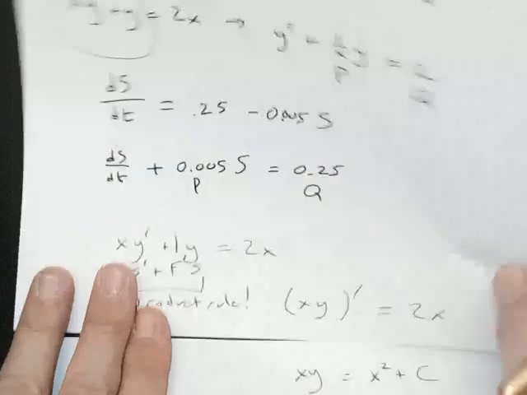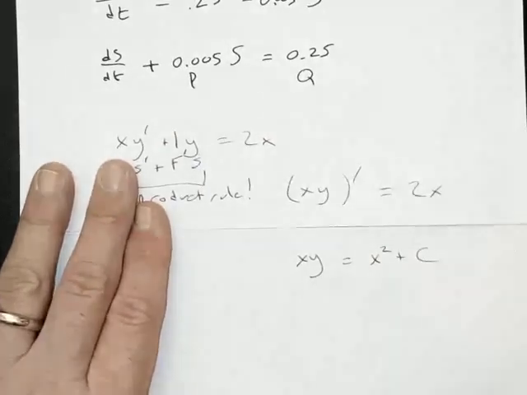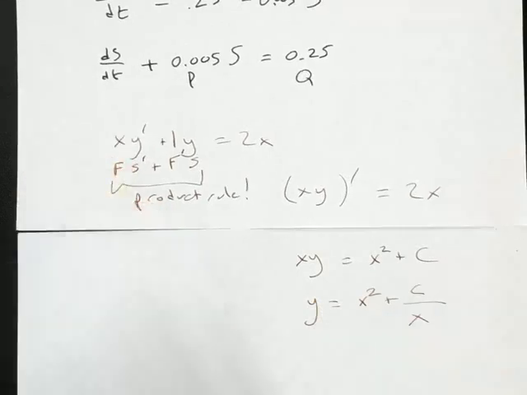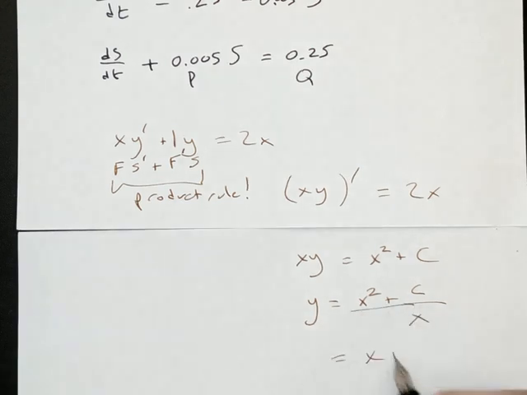Wait a second. Wait just one more second. I can write an explicit equation. y equals x squared plus c over x. Oh, it should be x plus c over x. Thank you. Equals x plus c over x. Helps if I write down the right equation.